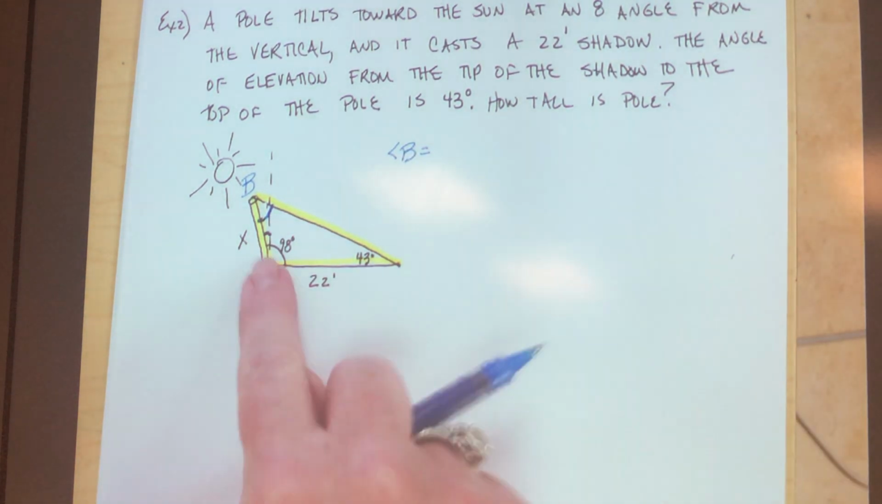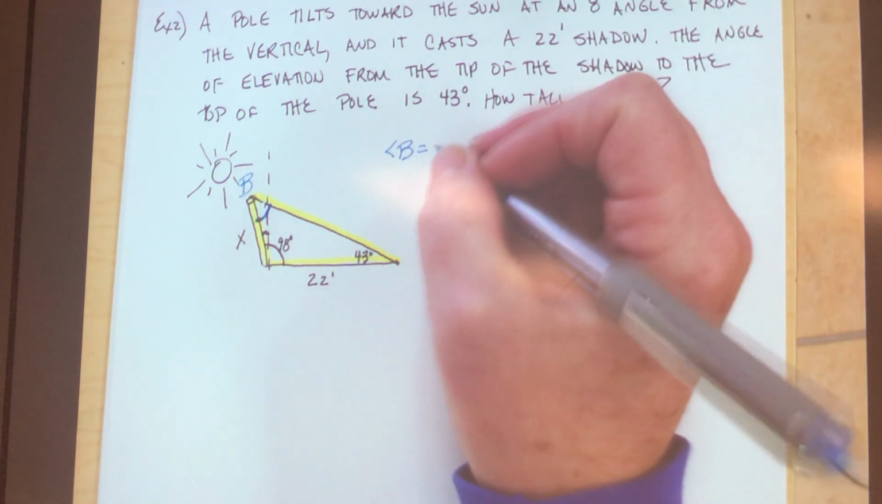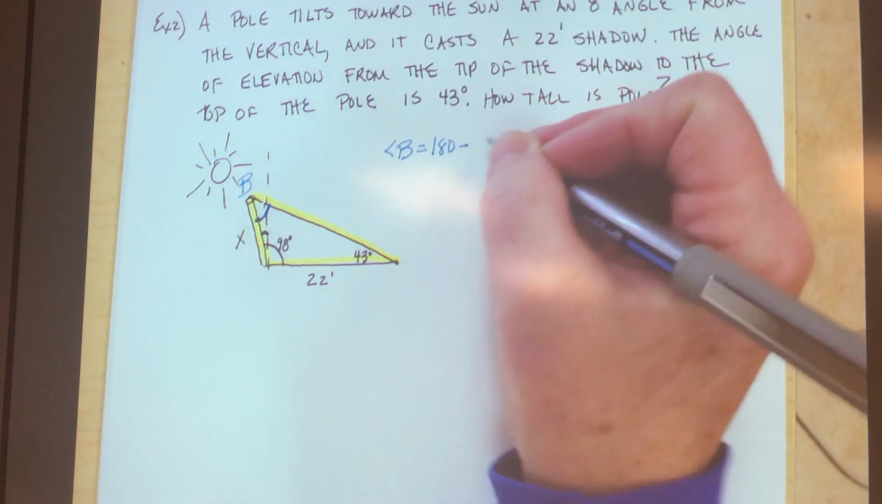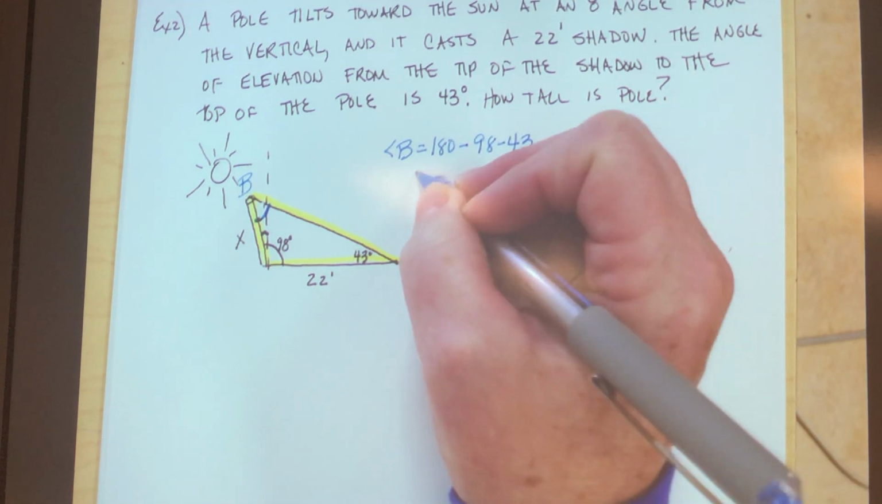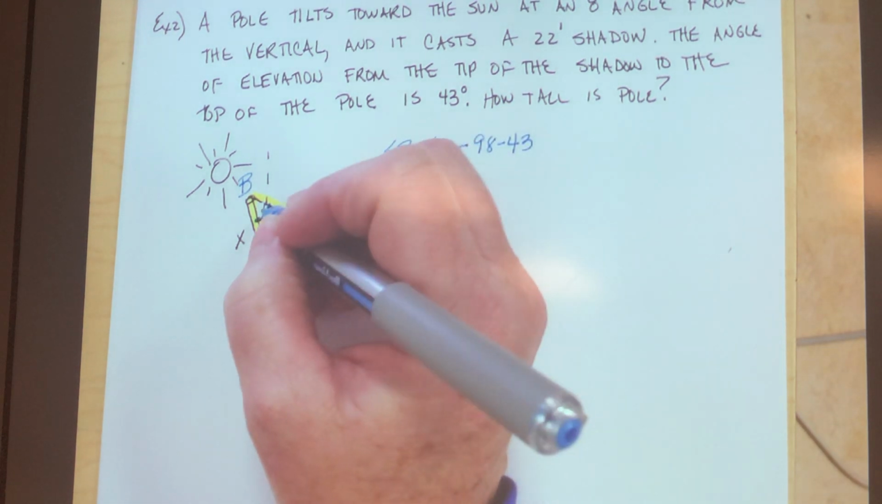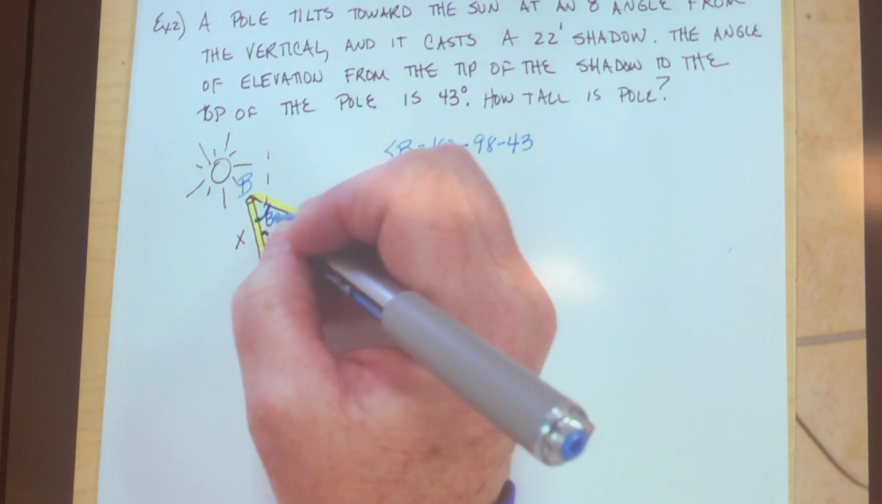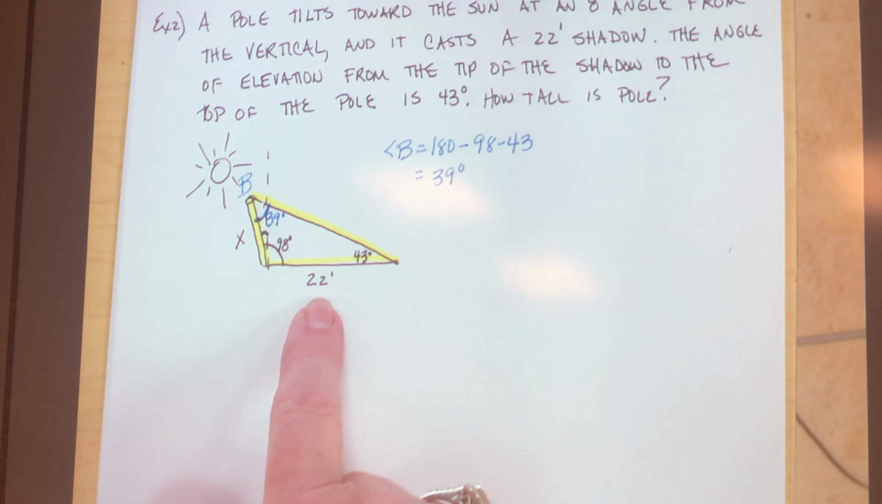All right, so I know two angles of a triangle. People, you can find the other angle. It's 180 minus 98 minus 43. So you'll find angle B to be 39 degrees. So this angle is 39 degrees. Now do I have a pair? Yes. You have an angle and its side.